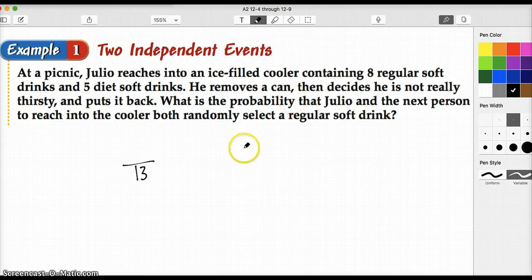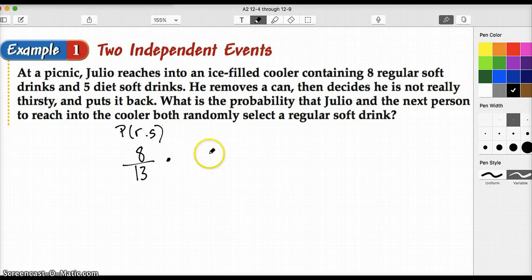number of cans of soda. He was able to pull out one. We want to know the probability that the particular one he pulled out and then returned was a regular soft drink. Well, that would be 8 out of 13. That's the probability of Julio pulling out a regular soft drink. I'll just call that probability of R.S. And then he returns it.